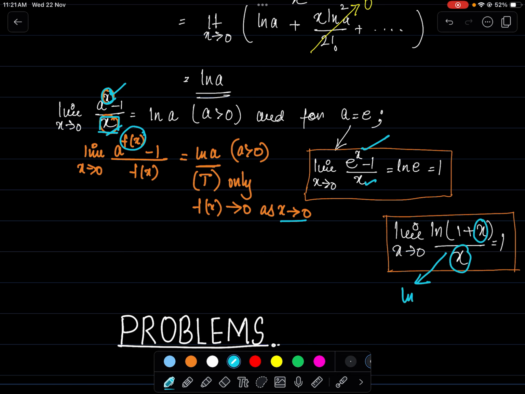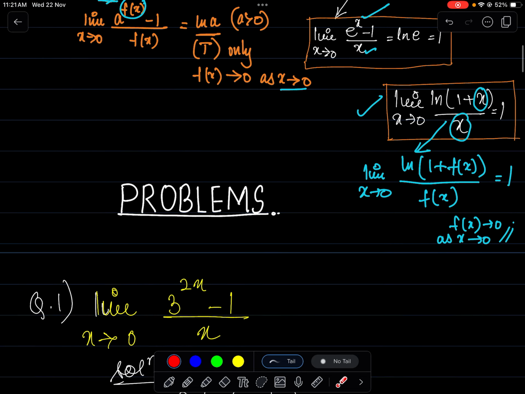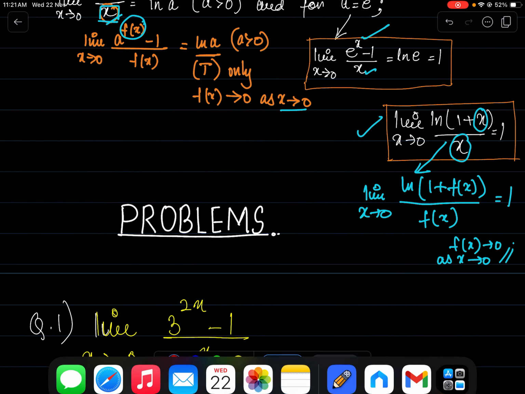Whatever function you see here, that should be here. For example, ln of 1 plus f of x. f of x can be any function, a combination of different standard functions as well. Now, if I write it like this, this is also 1, keeping in mind that f of x goes to 0 as x goes to 0. If this condition is satisfied, you can apply this formula as well. I hope I made it clear to you. Now let us move on to problems. Now let us see the first problem.